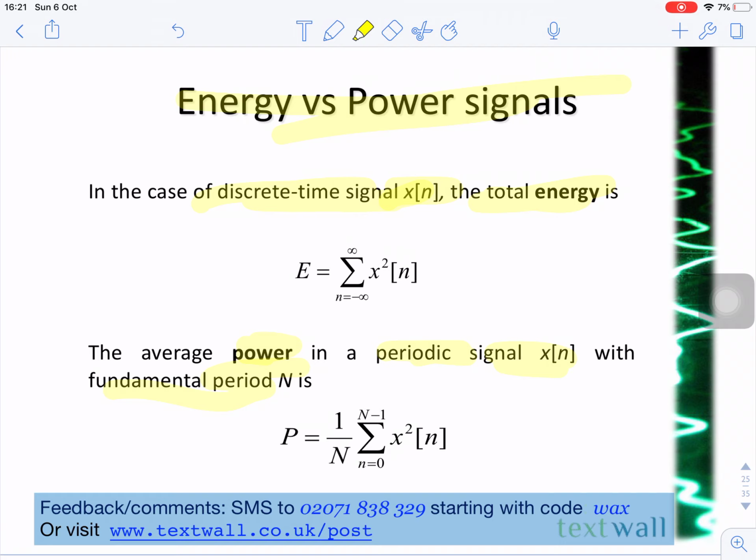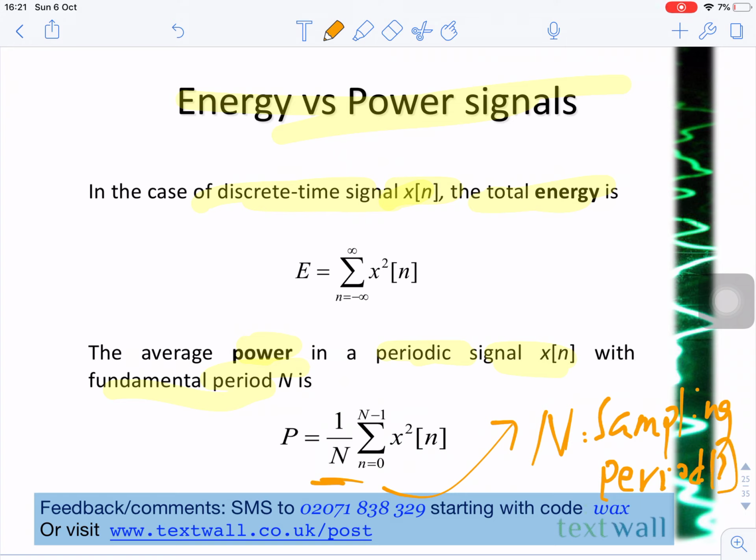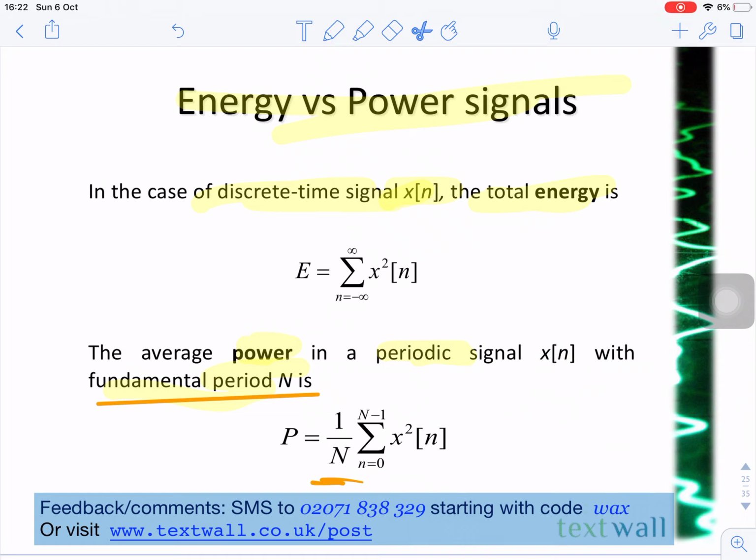So the fundamental period N, is this just the sampling? I want to know what this N means. Is this N just the sampling period? I want to make sure. Okay, cool. Why is it fundamental? Oh, I see. So it is not the sampling period, but it is a fundamental period.